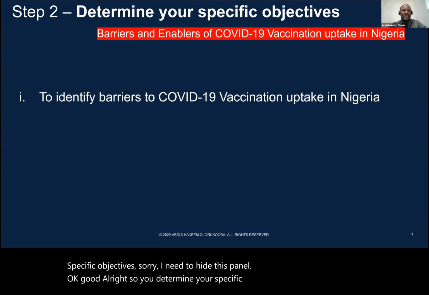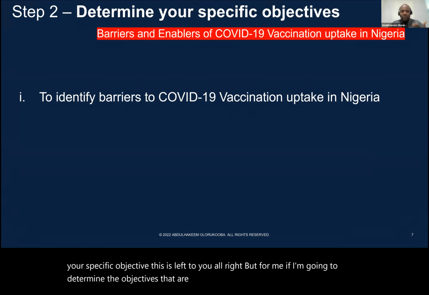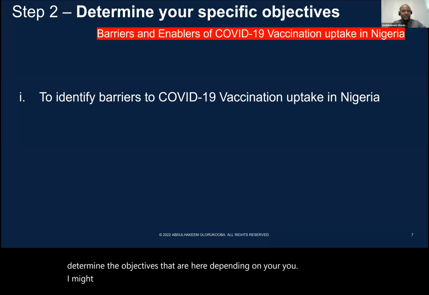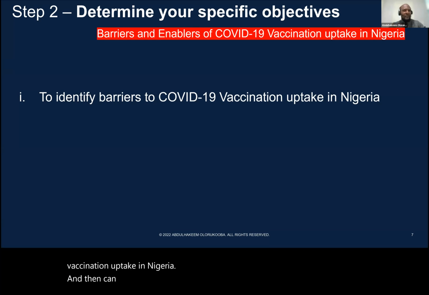So you determine your specific objectives, and how you determine them is left to you. But for me, I might say the first objective here might be to identify barriers of COVID-19 vaccination uptake in Nigeria. And then can anybody guess what the second objective might be?